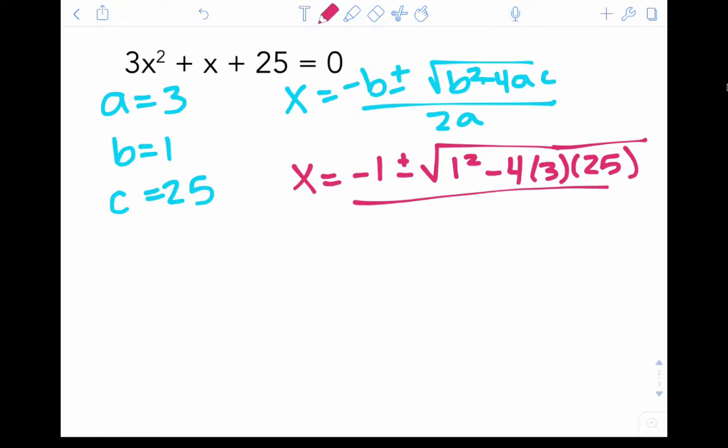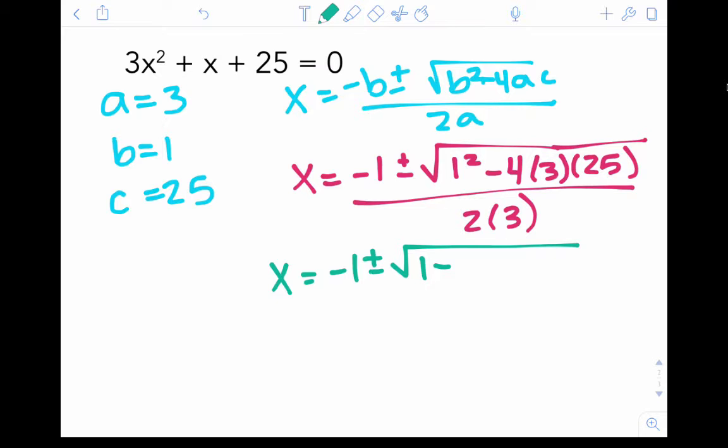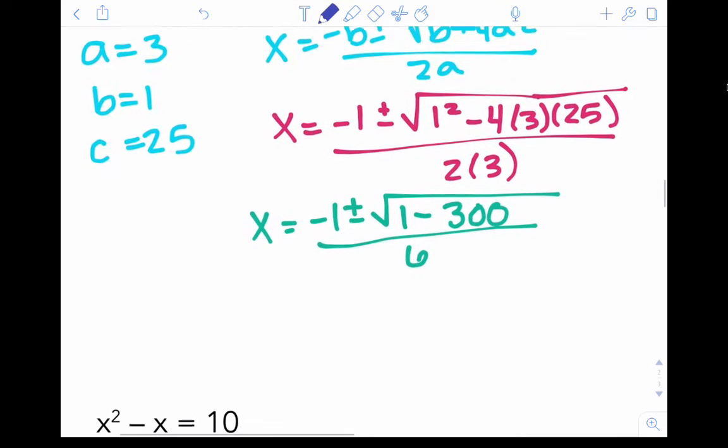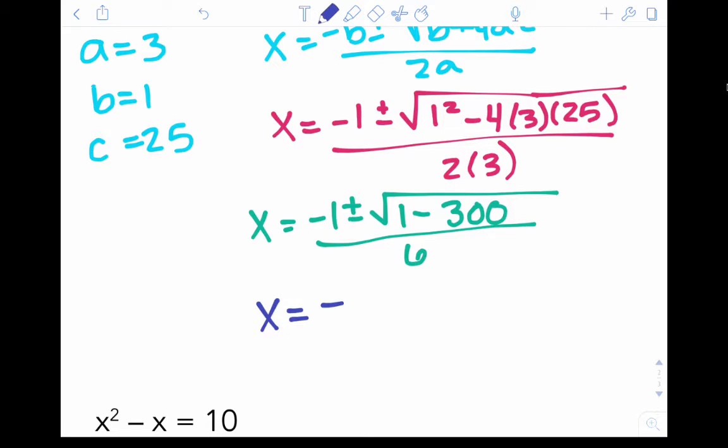And so I'm going to simplify inside of my square root sign. So x equals negative 1 plus or minus, well, 1 squared is 1. 4 times 3 times 25. 4 times 3 is 12. And 12 times 25 is 300. And this is all over 6. So I have x equals negative 1 plus or minus the square root of negative 299 over 6.